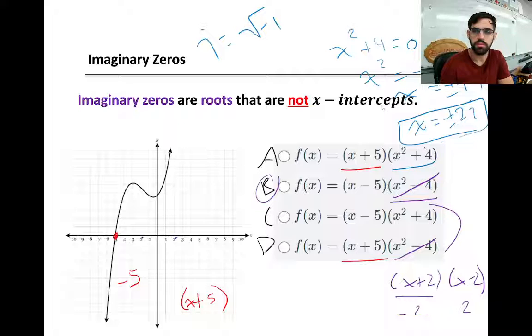So if x squared plus 4 is equal to 0, x squared would be -4. x would be the positive or negative square root of -4, or plus or minus 2i. Don't forget the square root of -1 is just i, so the square root of 4 is 2, the square root of -1 is i. That's where the i comes from. And so we're looking for a factor of x plus 5 and x squared plus 4, so A would be the solution here.